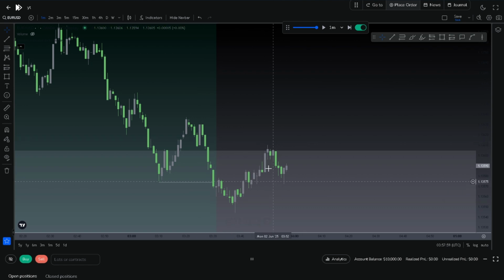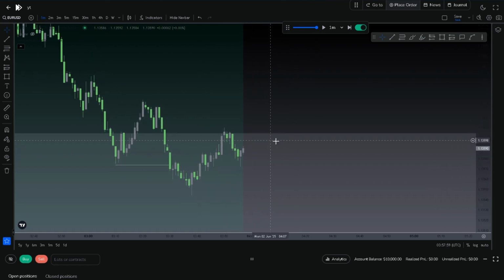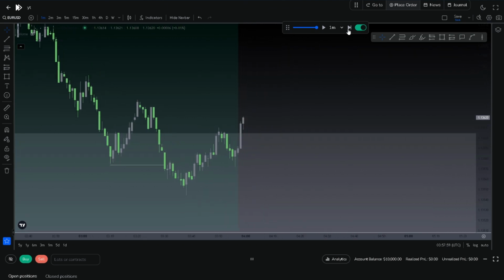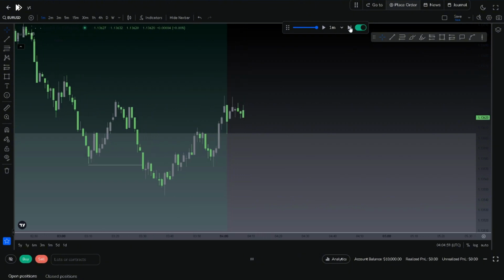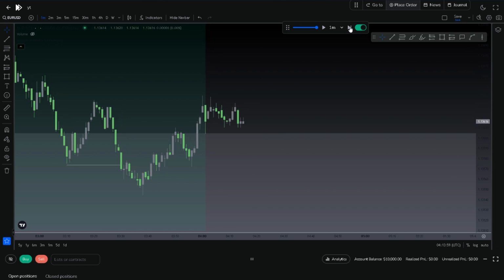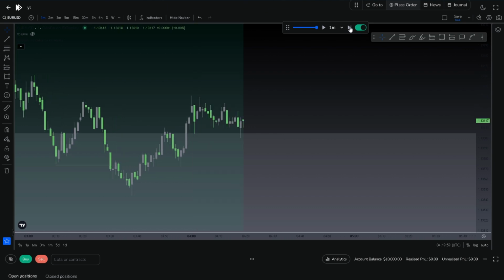So everything in here is internal, as you know from the last video, the structure video. This is all internal. So for example, when this high gets broken here, that's not a change of character. That's just an internal break to the upside. Our change of character comes when we get a body close above that. So right now we've wicked above it, but we need a body close above it.